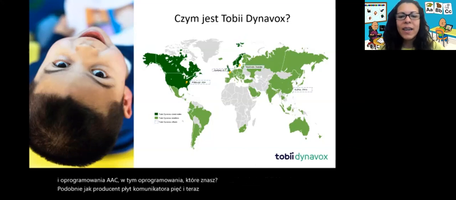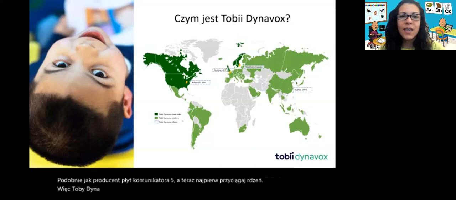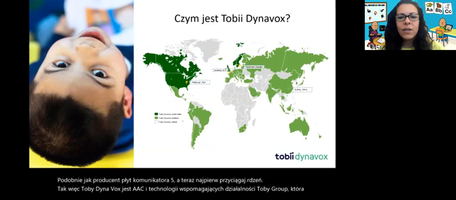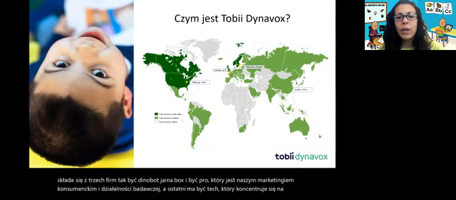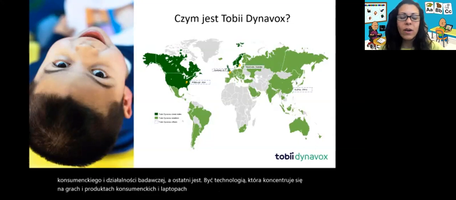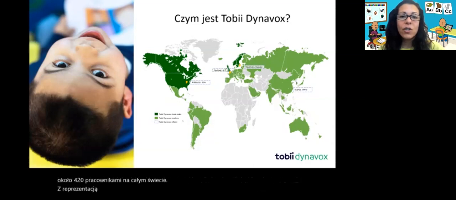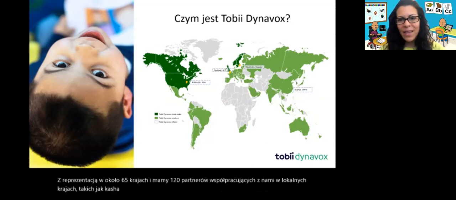So Tobii Dynavox is the AAC and assistive technology business of Tobii Group, which is comprised of 3 businesses: Tobii Dynavox, and Tobii Pro, which is our consumer marketing and research business. And the last is Tobii Tech, which is focused on gaming and consumer products and laptops. So we are based in Sweden and in the US with approximately 420 employees across the world, with representation in about 65 countries, and we have 120 partners working with us in local countries such as Kasia from Atabi in Poland. And we're really excited to be here with you today.